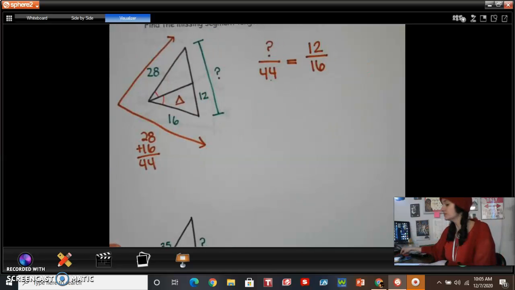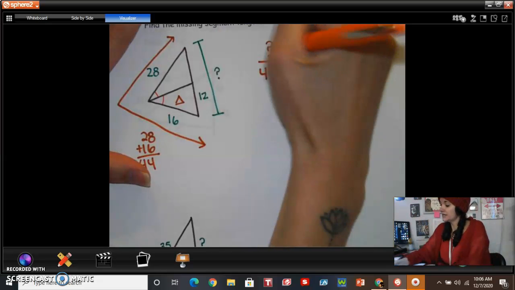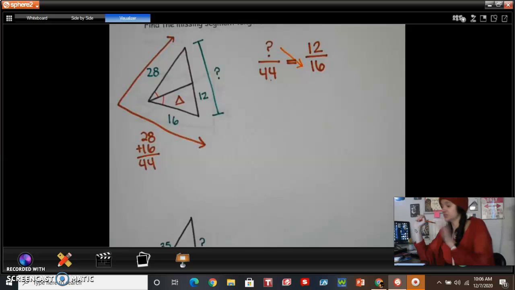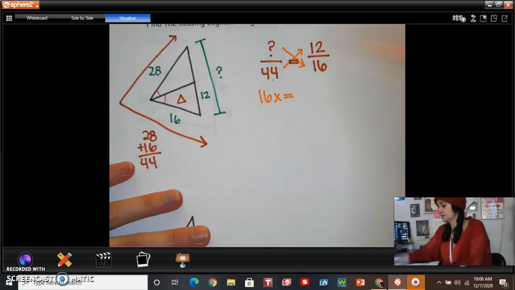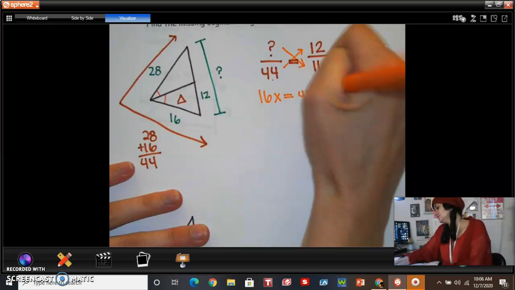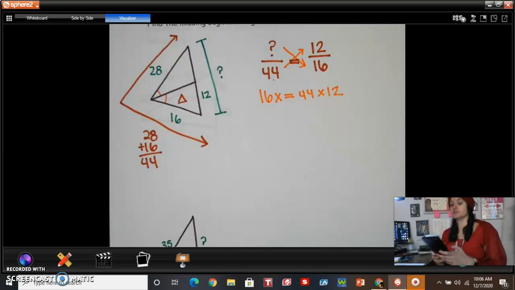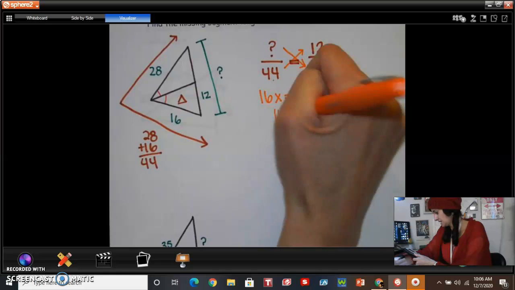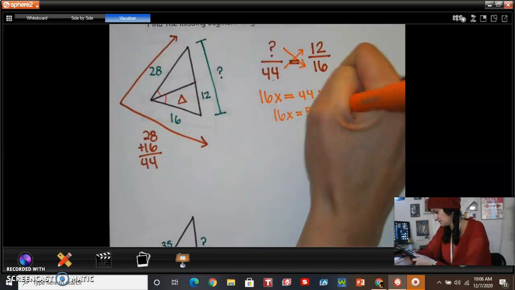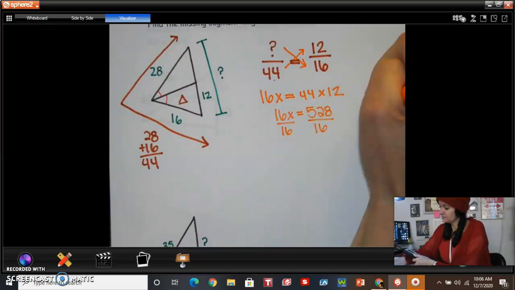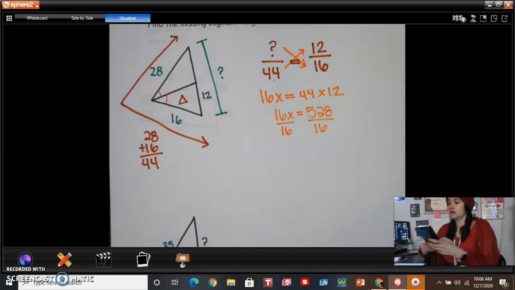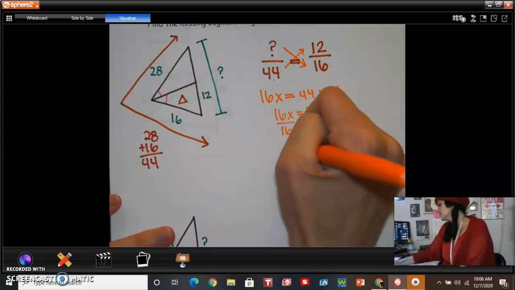All right, and then we solve it by simply using cross product or cross multiplication. Again, I'm going to just substitute in an x for the question mark just to make it easier. So I have 16x equals 44 times 12. Again, use your calculators. That's why they're there. So we have 16x equals 528. Divide by 16 to get your x by itself. And we get our missing side length is 33.